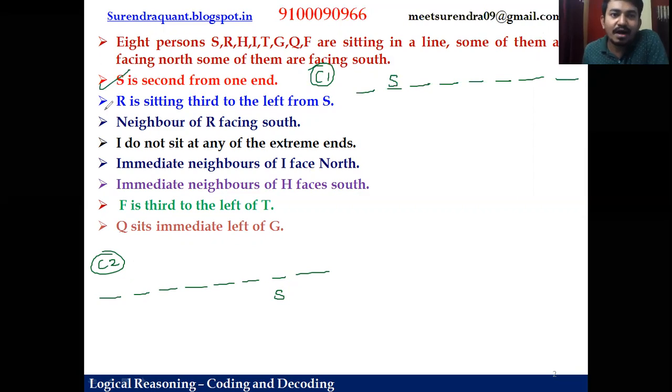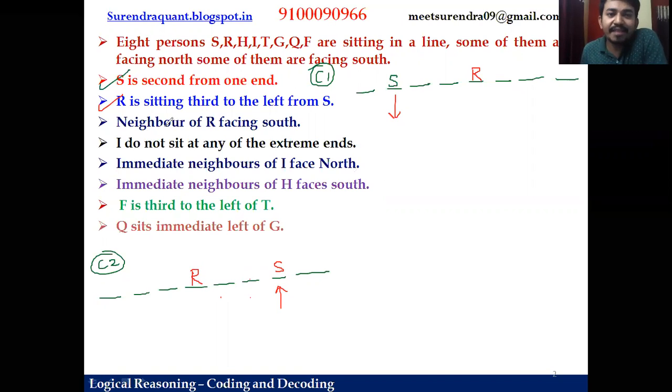What is the second clue? R sits third to left of S. In the first case, if S is facing the north direction, third left doesn't exist. So that means S is facing the south. Now I can take first left, second left, third left. So this is R. In the other case, if S is facing south, third left is not possible. So if S is facing the north, first left, second left, third left. We'll do one thing, guys. Upward will place S, downward will place the direction. S is facing the north, first left, second left, third left is the person R.